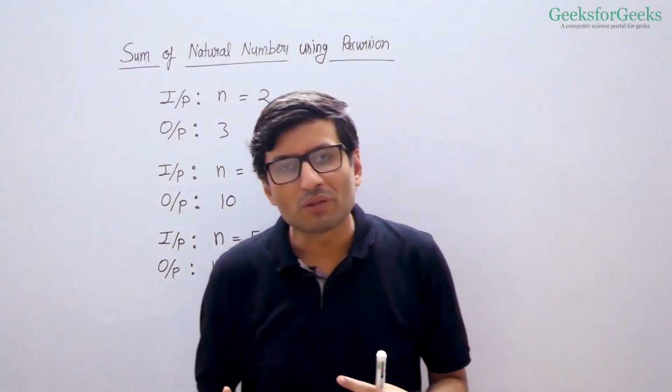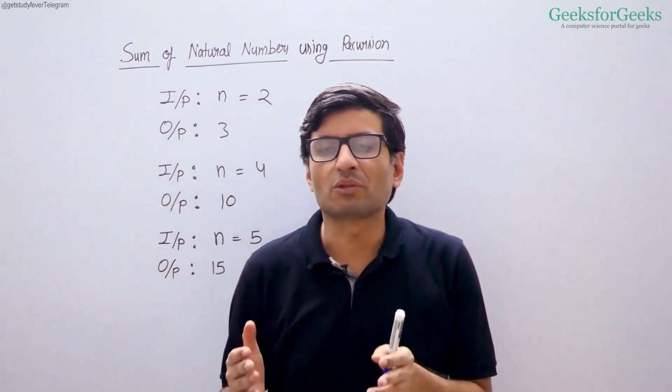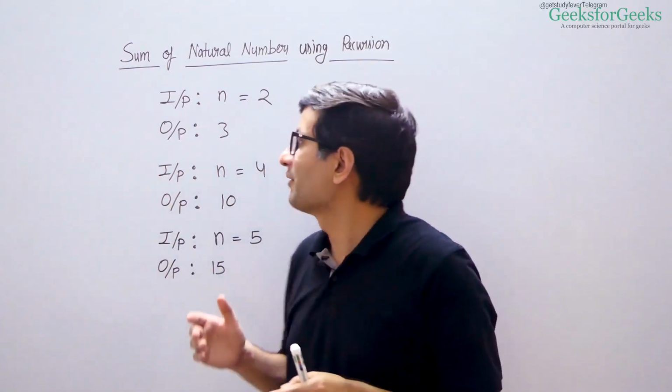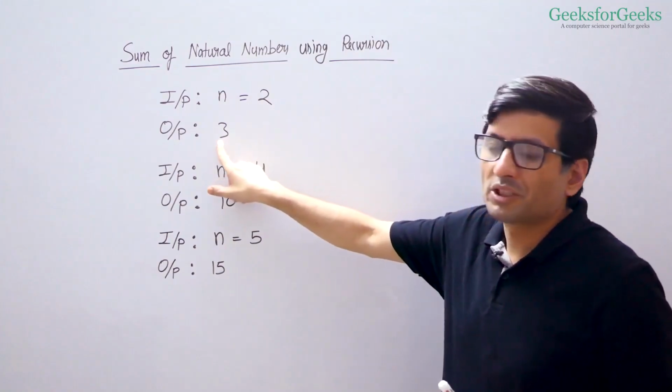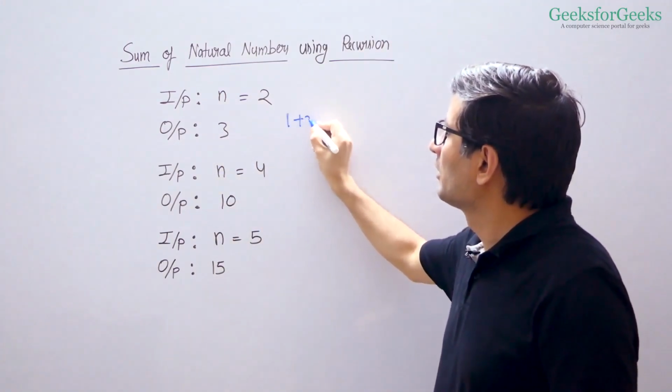Let us talk about this problem. We are given a number n. Our task is to find the sum of first n natural numbers. If n is 2, then our output is going to be 3. 3 is the sum of the first two natural numbers, 1 and 2.